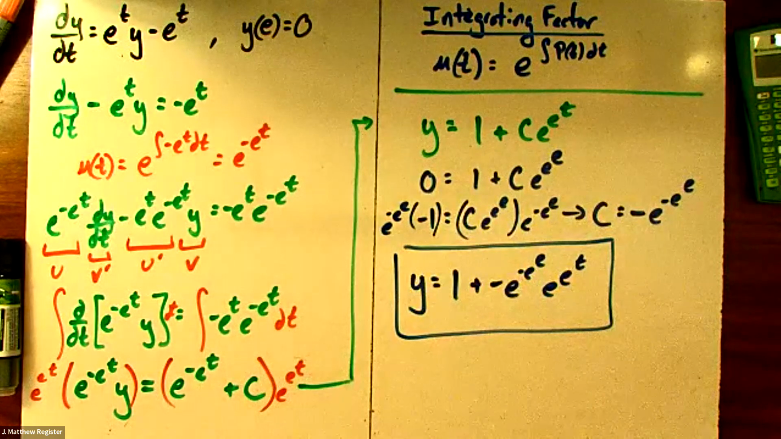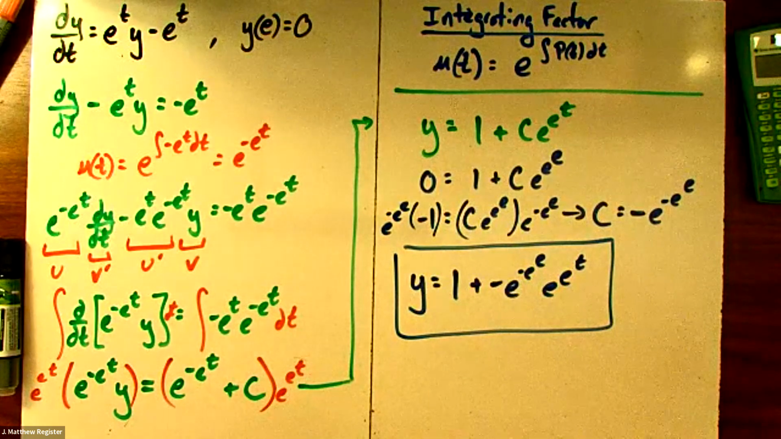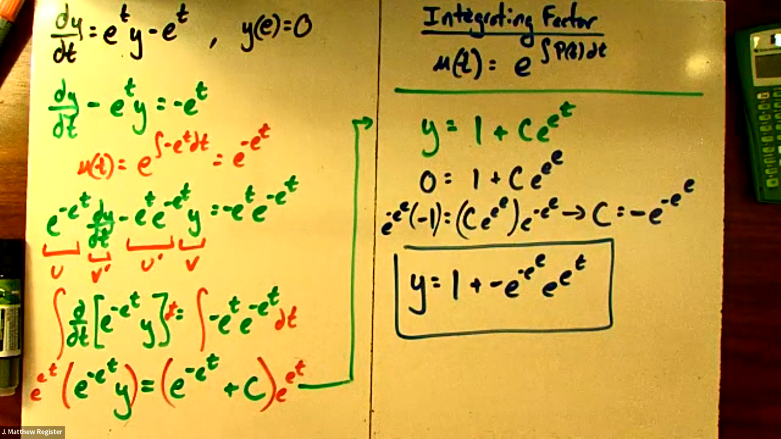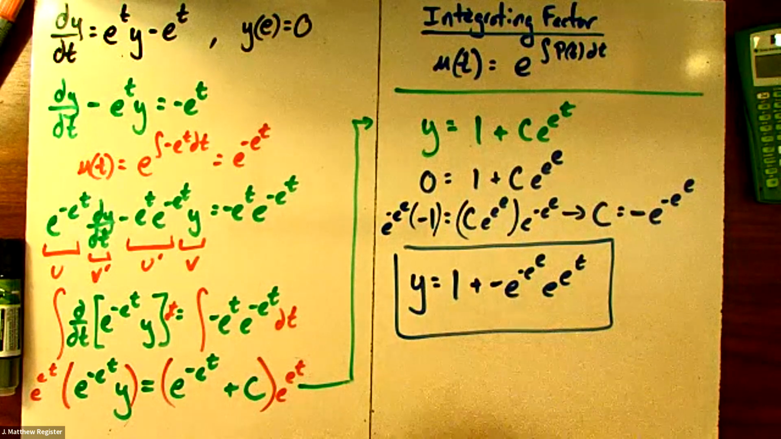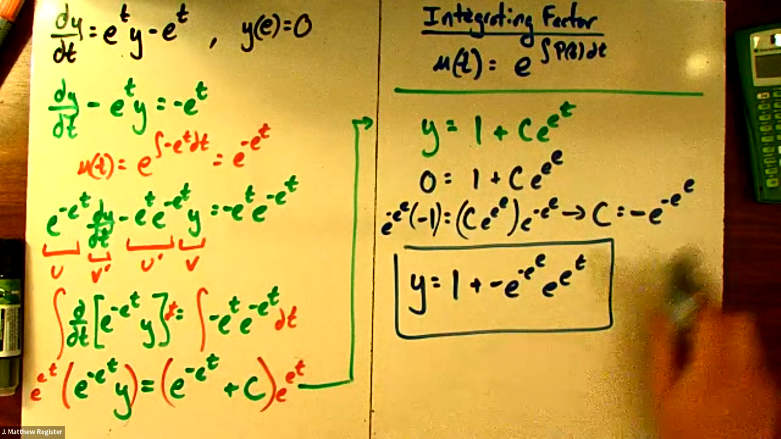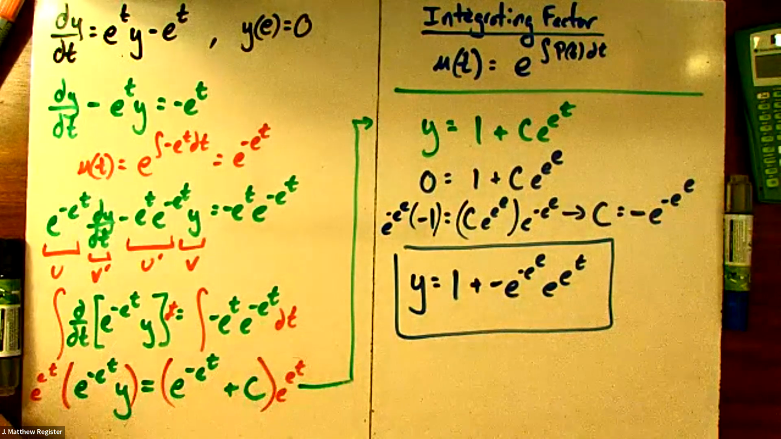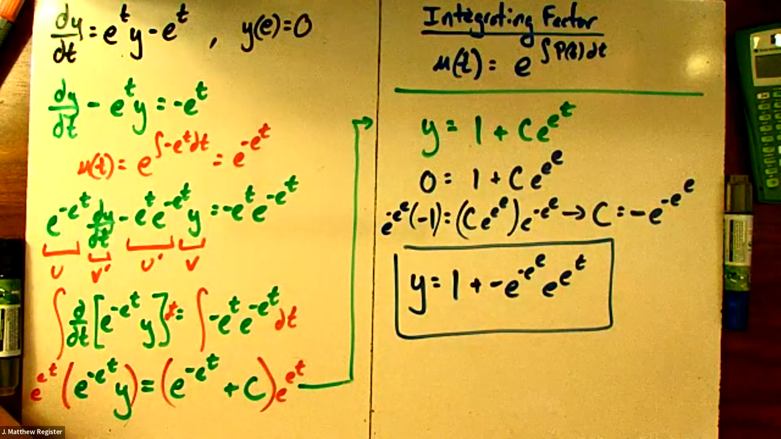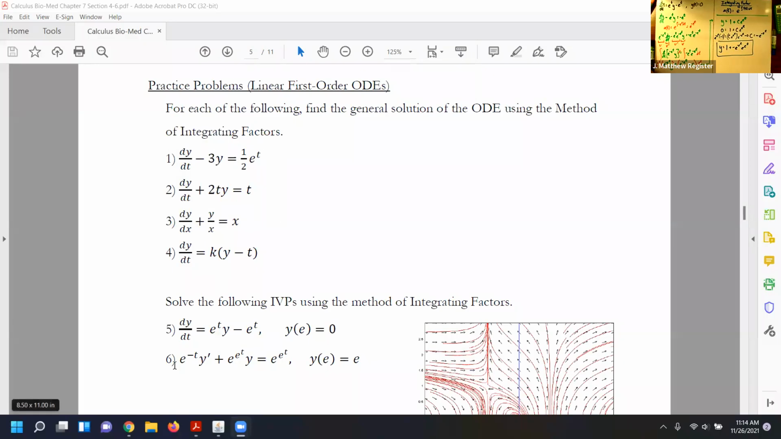And I think that one's just the right amount of silly, because it is kind of a fun and silly problem. This one is really just a precursor towards the next problem, which I'll let you folks do on your own. But the next one is just an incredibly fun and silly problem. Number 6, e to the negative t times y prime plus e to the t times y equals e to the t, and y of e equals e. It is an amazingly fun and silly problem.